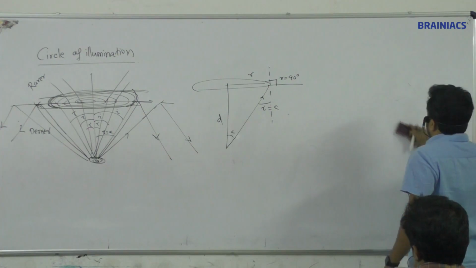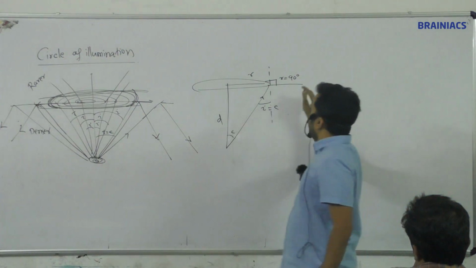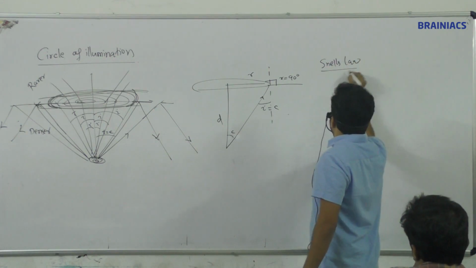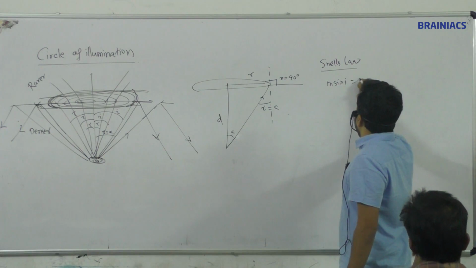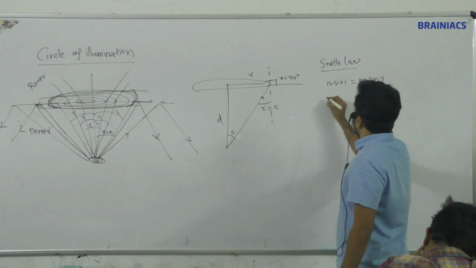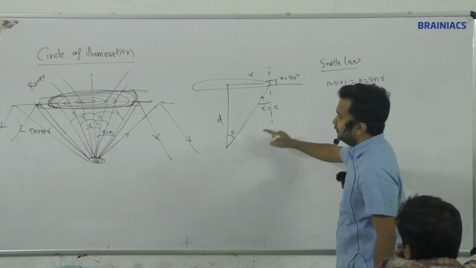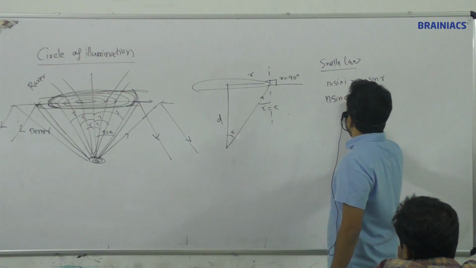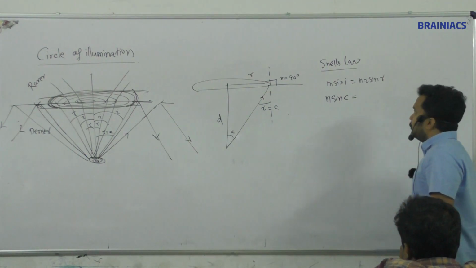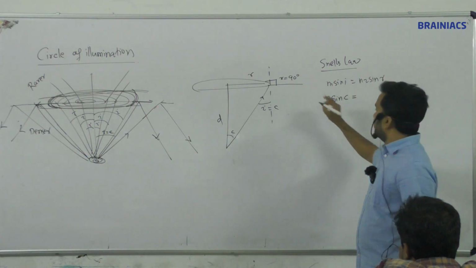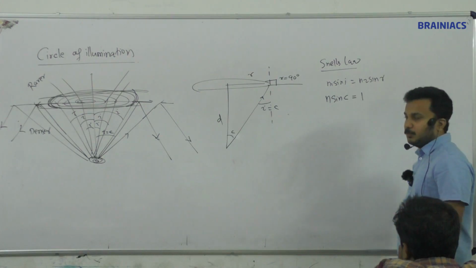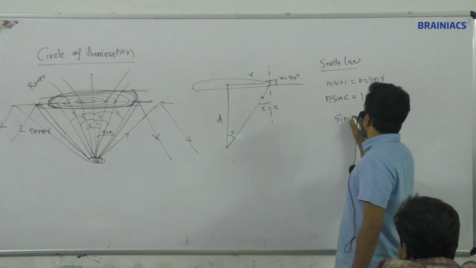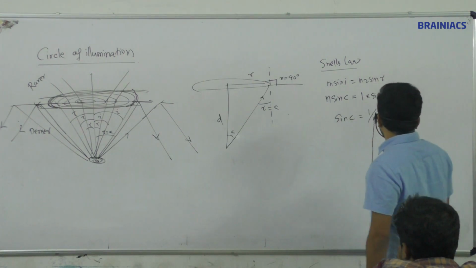Next, find out how much area the light is spread over. So we'll apply Snell's law. N1 sin i equals N2 sin r. What is N1? The water medium, so n of water, with sin of the angle of incidence, the critical angle. N2 is what? The air medium, so refractive index 1, and r is 90 degrees. So sin C equals 1 by n.